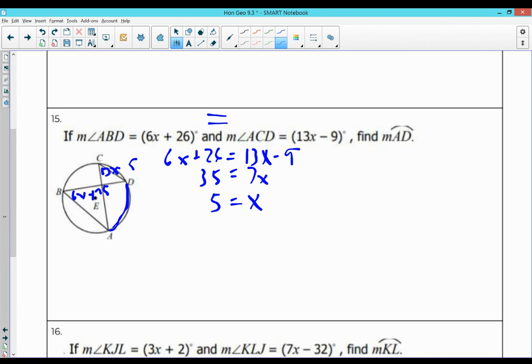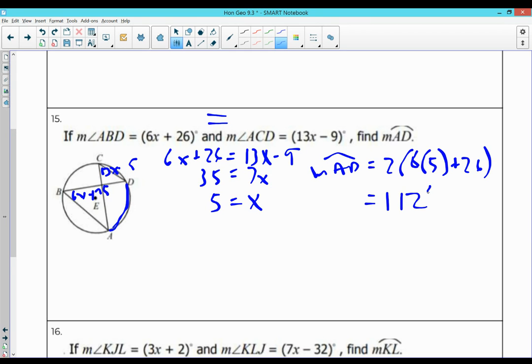And now I'm looking for the measure of the arc. I don't have an expression for that, but I can just double one of the inscribed angles. It doesn't matter which one. Like the one that looks like it had smaller numbers, but I don't know if that's really the case. So 2 times the quantity of 6 times 5, 30, plus 25, 55 times 2, 110.